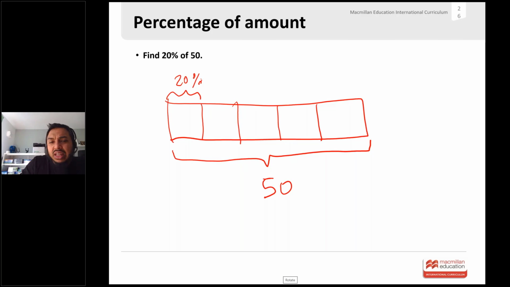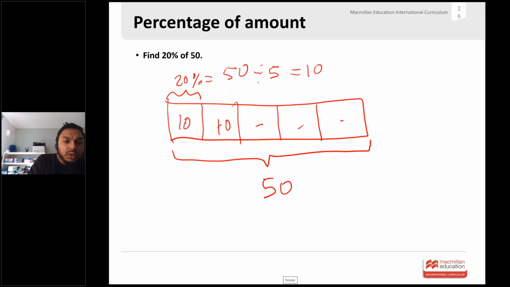So you can see that there are 5 lots of 20% to make 100% of 50. So to work out 20%, we could do 50 divided by 5. 50 divided by 5 equals 10. So this must be 10. Let's see if that's right, because that's 10, 20, 30, 40, 50. So that's altogether 50. 20% of 50 must be 50 divided by 5, which equals 10.